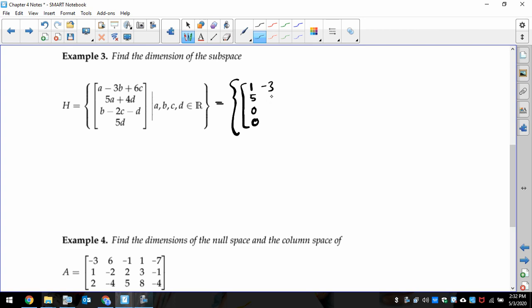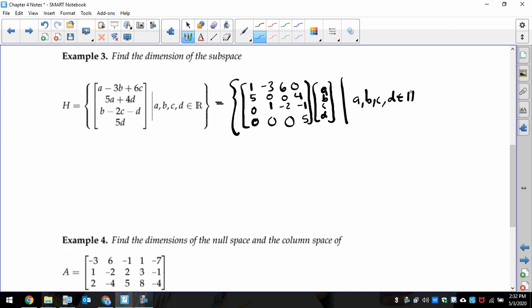Negative 3, 0, 1, 0. All the coefficients of C: 6, 0, negative 2, 0. And then all the coefficients of D, which would be 0, 4, negative 1, 0. Negative 1, 5. And then we'll multiply this by A, B, C, and then, of course, A, B, C, and D are all real numbers. Okay, so now let's, where am I going with this? What do we want to do?